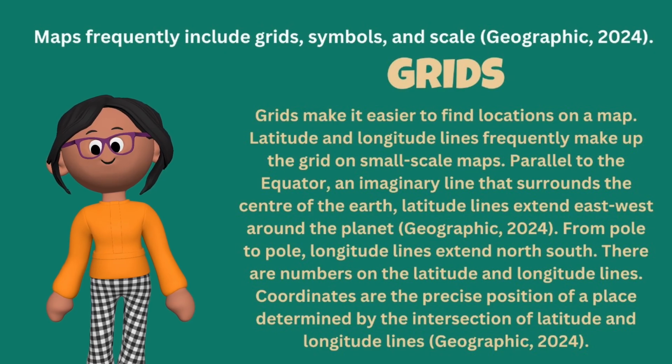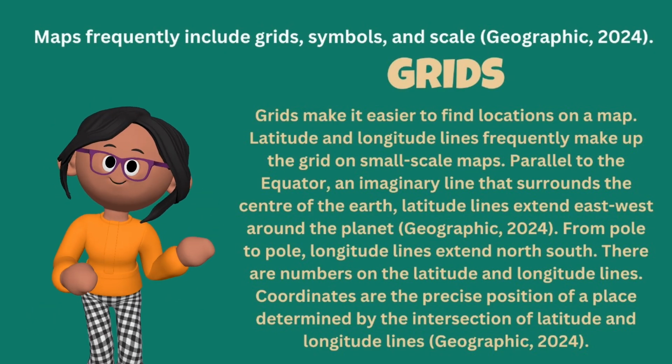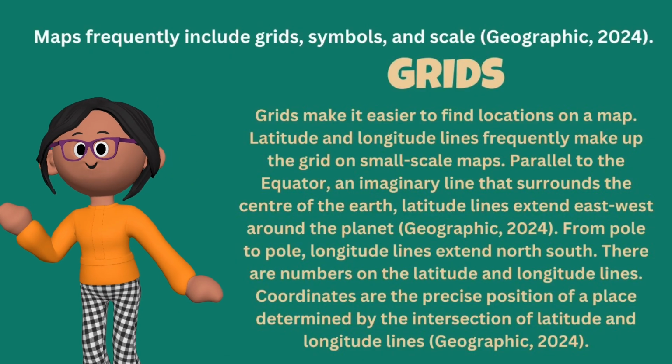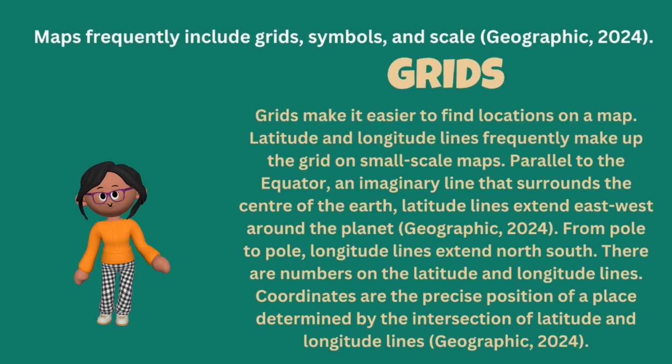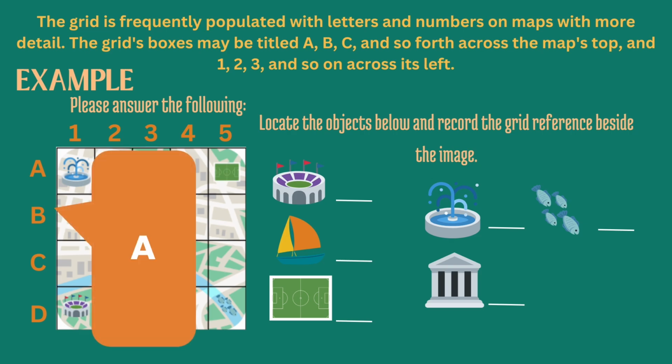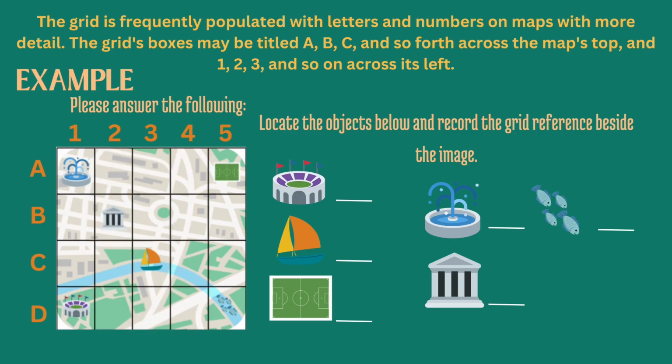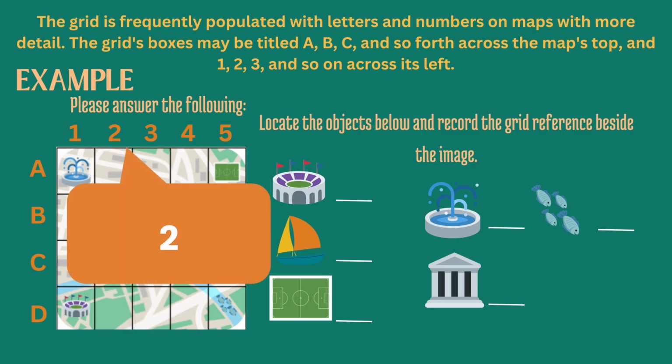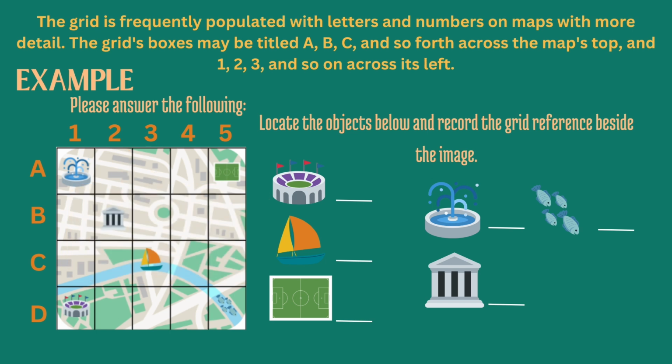Coordinates are the precise position of a place determined by the intersection of latitude and longitude lines. The grid is frequently populated with letters and numbers on maps with more detail. The grid's boxes may be titled A, B, C, and so forth across the map's top, and 1, 2, 3, and so on across its left. Let's locate the objects below and record the grid reference beside the image.